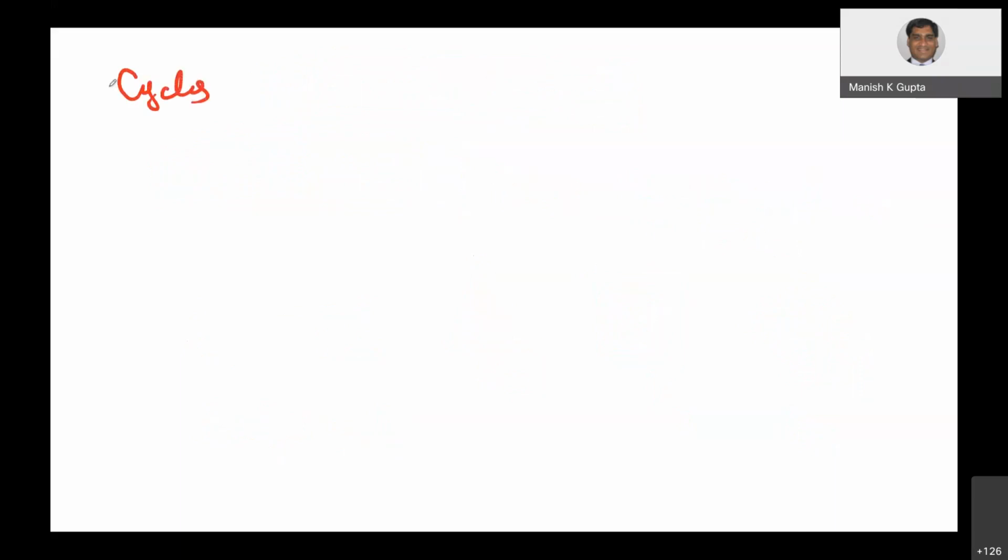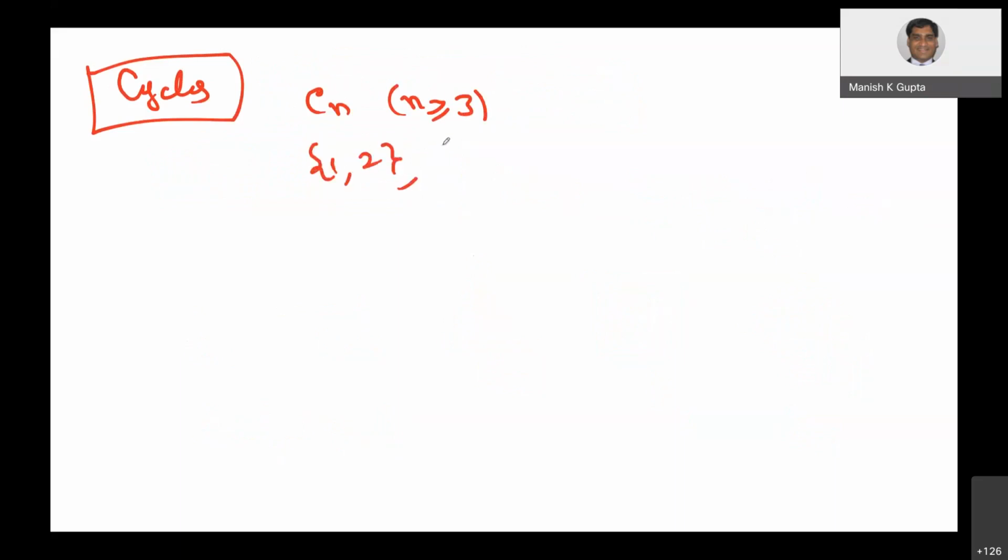Cycles. Cn, n greater than or equal to 3, on n vertices and edges. So edges, of course, are 1 to 2, 2 to 3, n minus 1 to n, and n to 1, because cycles should come back, right?